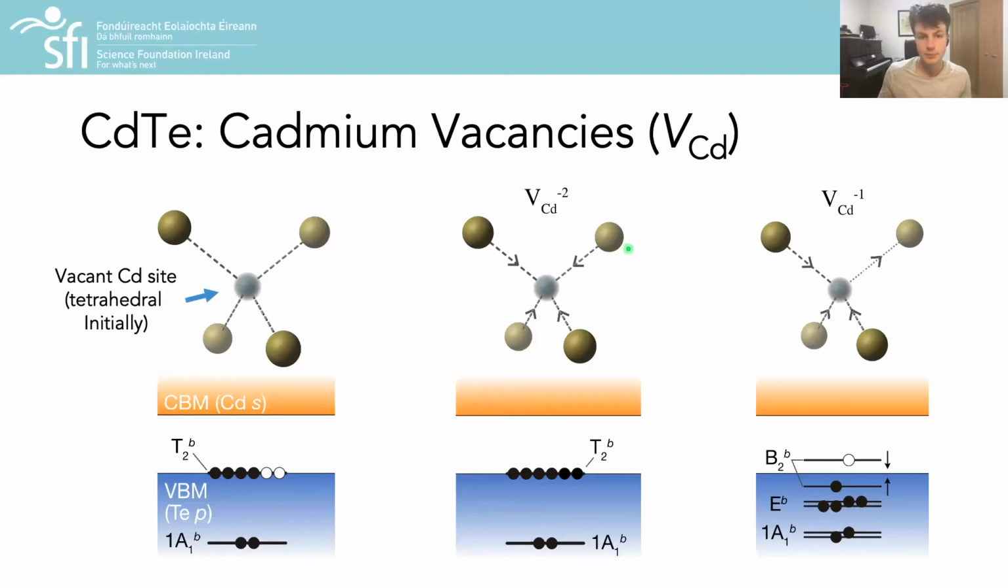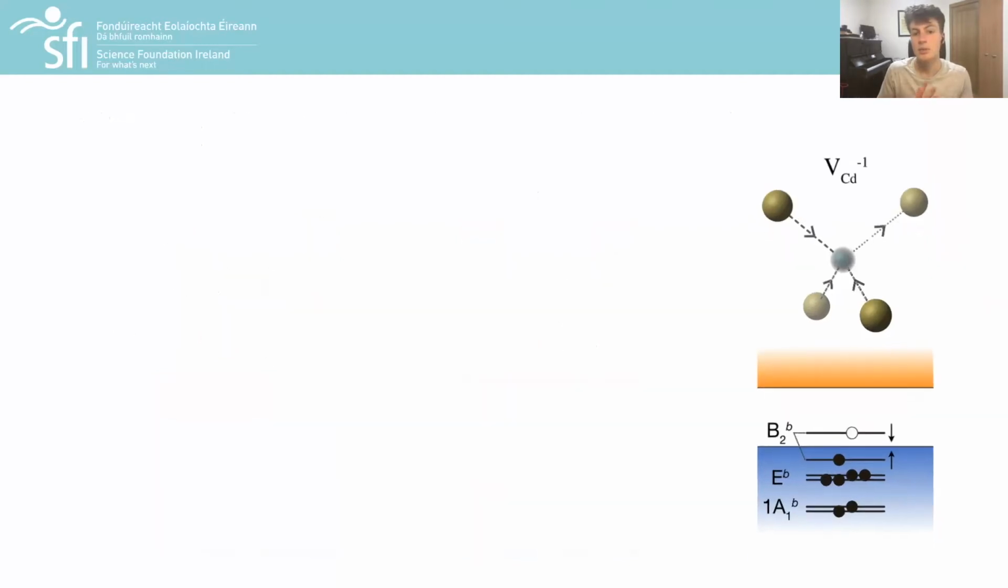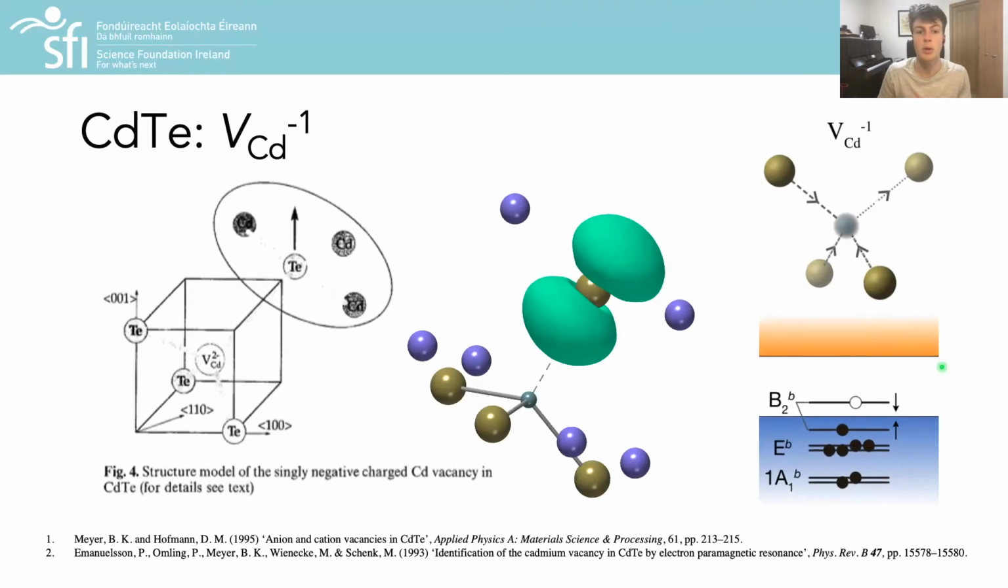state. In the singly charged state, the 5/6 partial occupancy of the triply degenerate tellurium p level at the VBM has a Jahn-Teller instability, and so we distort to a trigonal symmetry defect with one tellurium atom moving away from the vacancy. So this results in a localized hole polaron on this tellurium atom here with distinct p character.